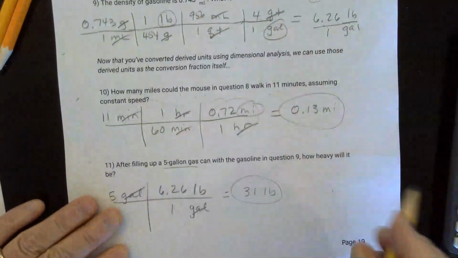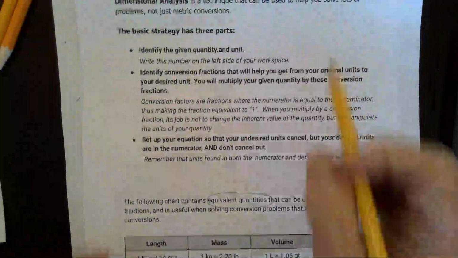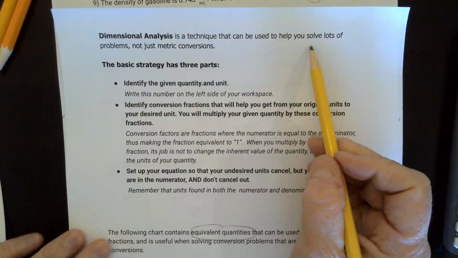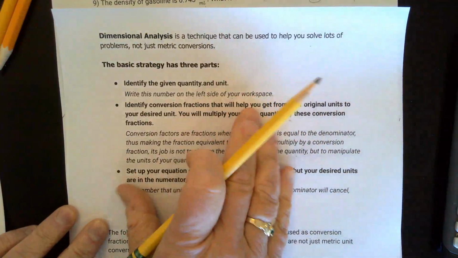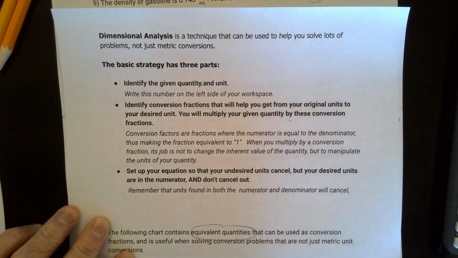So the idea here is that dimensional analysis is a technique that can be used to help you solve lots of problems, not just metric conversions. It helps you substantiate why you are multiplying by a certain number or why you're dividing by a certain number, and it allows you to communicate or justify how you get that final answer in your unit.